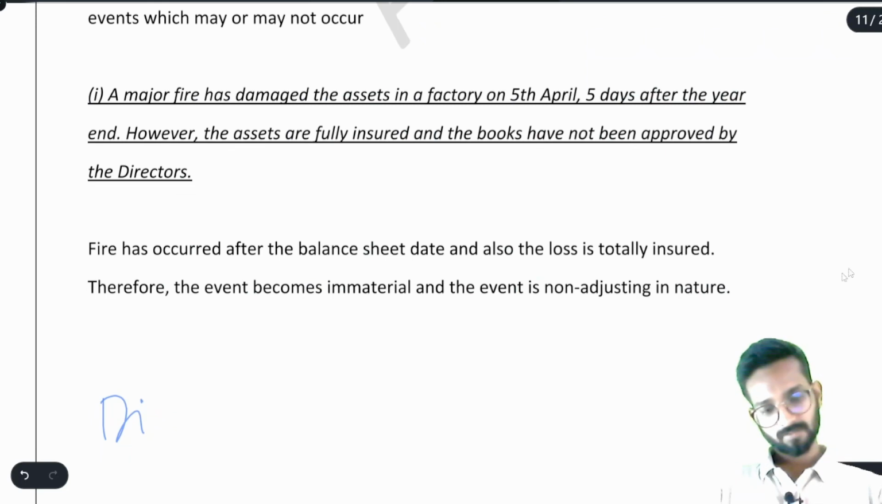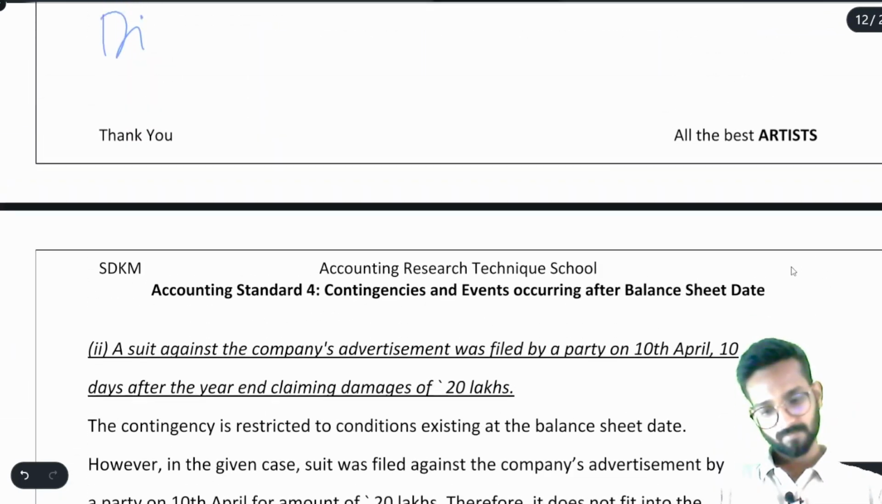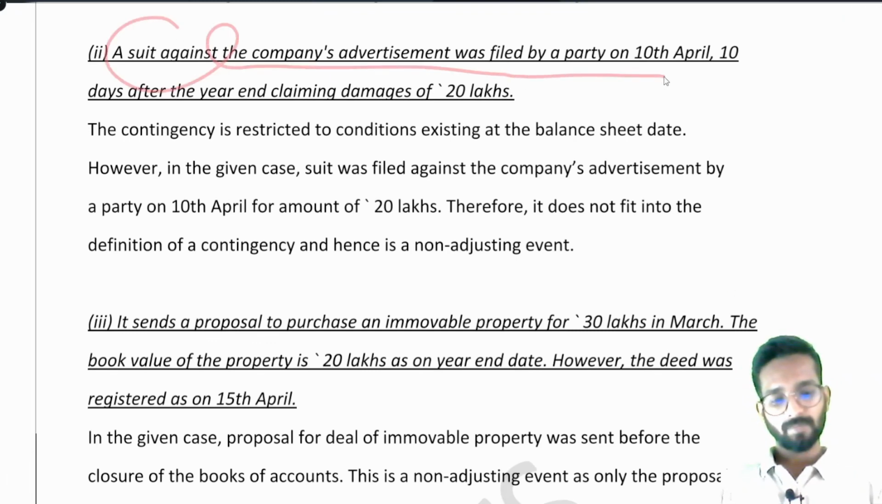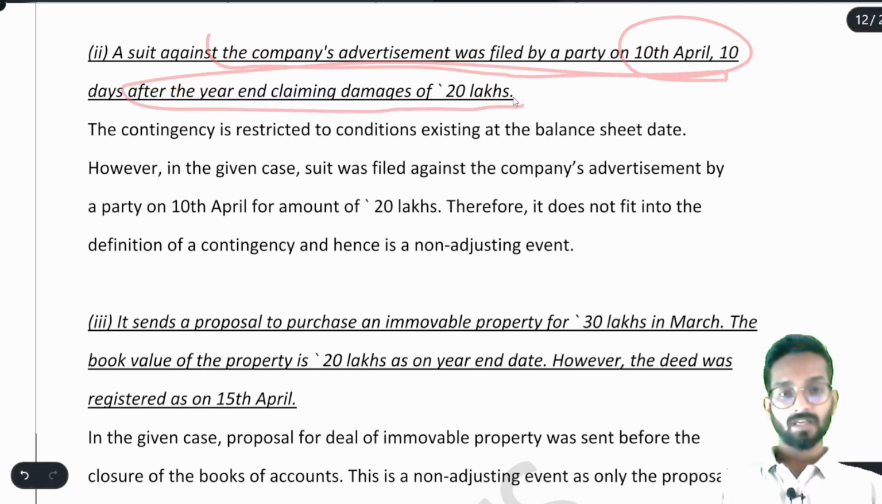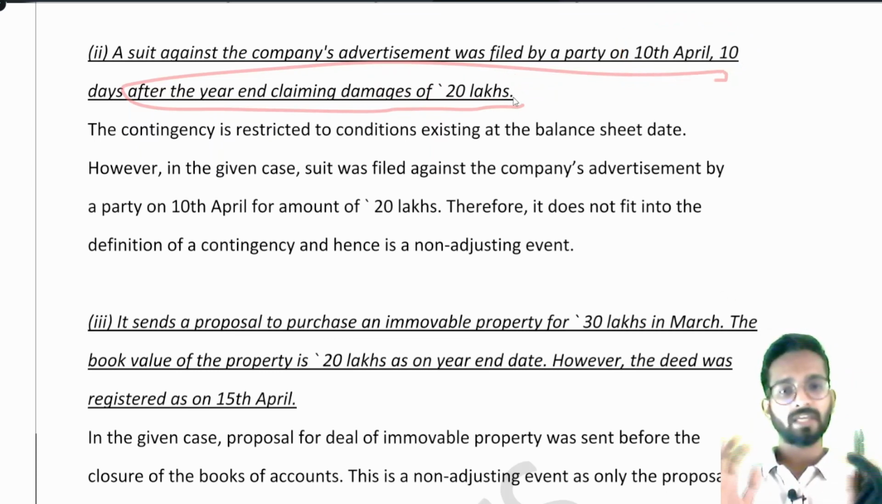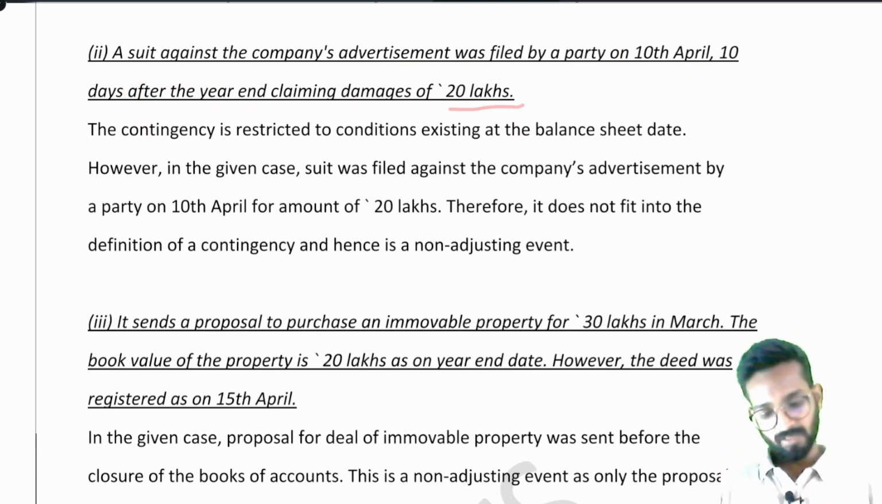Now, after this, the second they are saying is, a suit against the company's advertisement was filed by a party on 10th April, 10 days after the year end, claiming damages of 20 lakhs. See, a suit was filed by a party on 10th April. It means after the date of financial statement, after 31st March, the case was filed. So till 31st March we have no idea. So you can say a suit against the company's advertisement was filed.